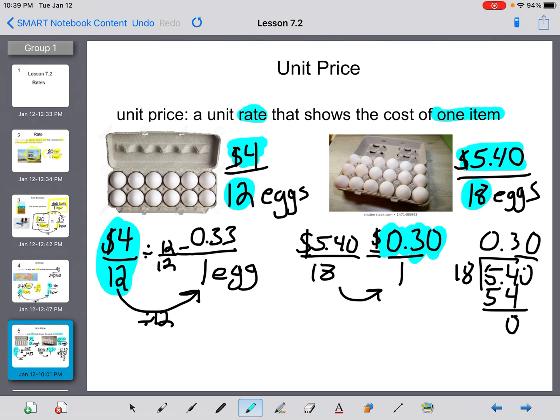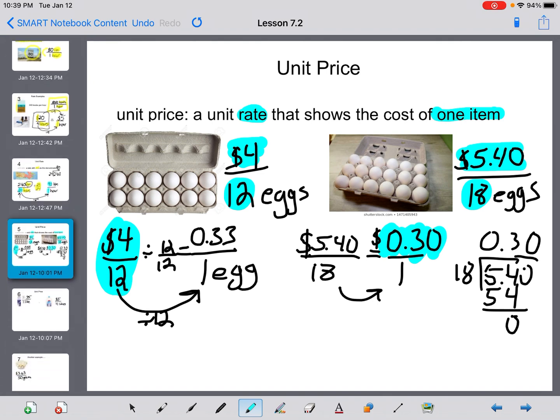Sometimes actually the little tag that tells you the price will tell you the price per egg or the price per 100 grams, but you should be able to do this yourself. So you know that it's actually cheaper to get 18 eggs.